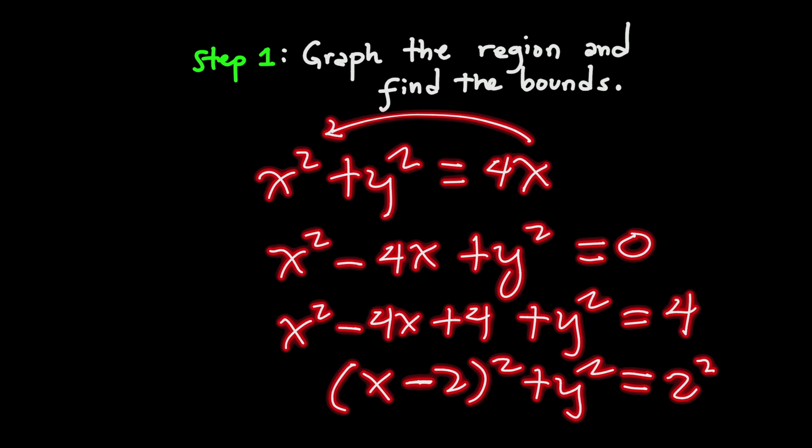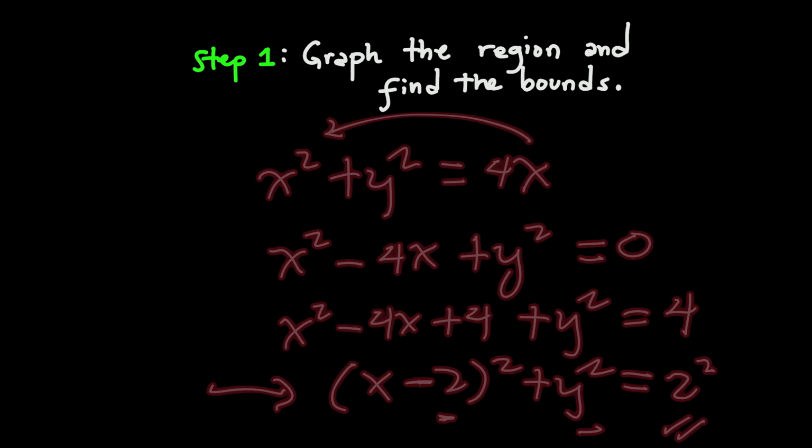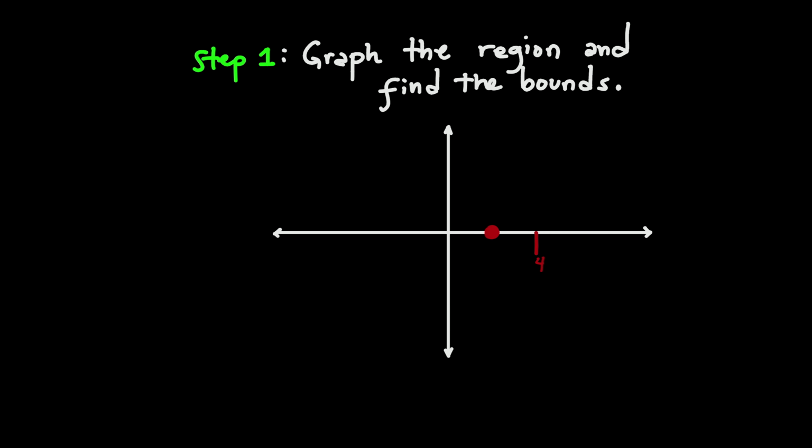And this justifies that this equation describes a circle with center (2, 0) and radius equal to 2. That means we have this graph. This is the coordinate of (2, 0), and then the circle is described by this one.